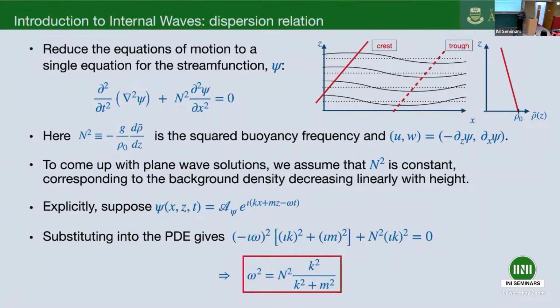So if you're dealing with plane waves, you're assuming they're perfectly periodic in x, in z, and in time. You can assume this kind of structure for the stream function with some constant amplitude out front, plug it in, and immediately you get the dispersion relation for internal waves. Is anyone unfamiliar with internal waves?